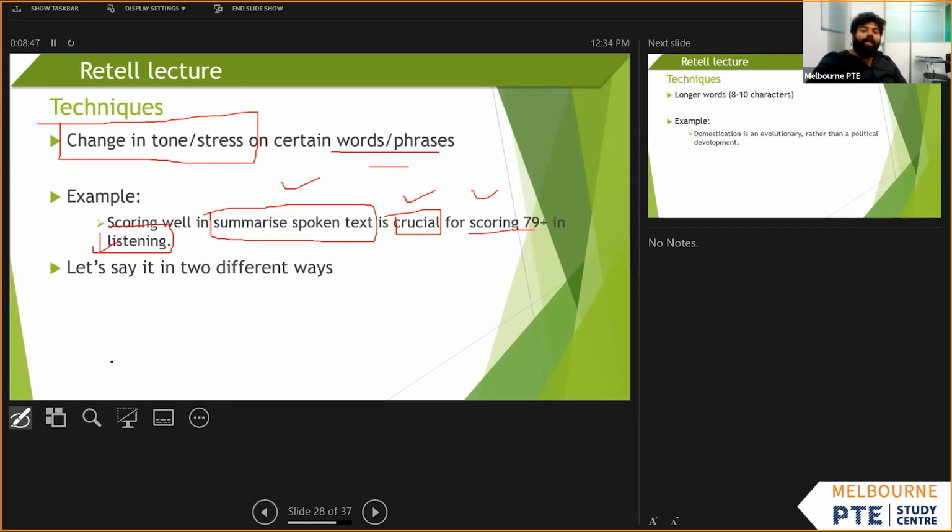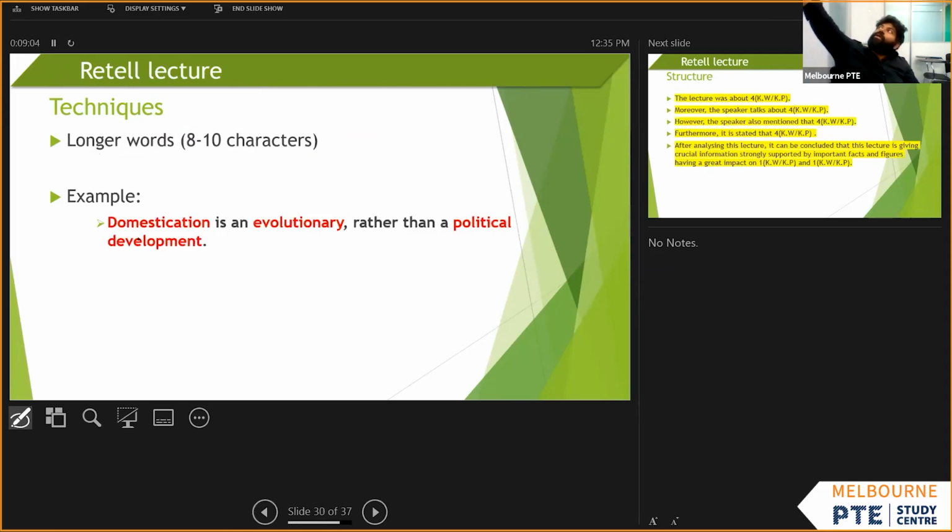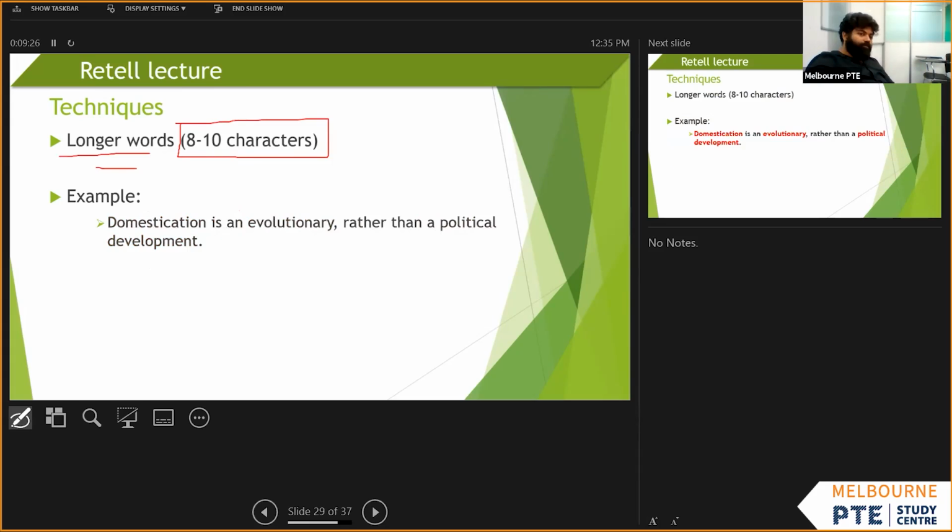All right, and also one last technique in here, that if you can capture longer words, like the words that have more number of characters, do try to capture them, because the way it usually works is, if you have a look over here, the longer words are domestication, evolutionary, political, and development, and they contain more information than is, and, rather than, and a. And this is true for a lot of words. Okay, yeah. This one.